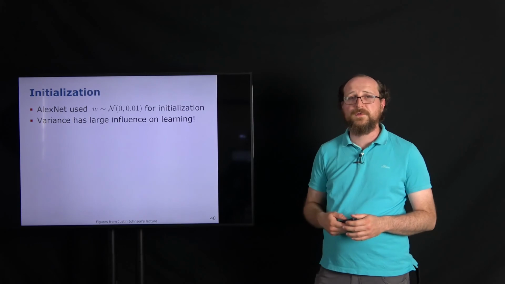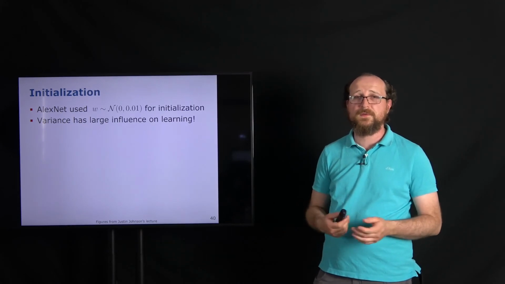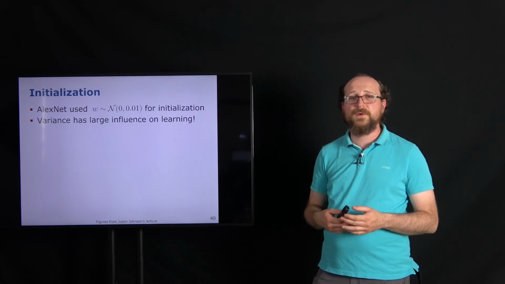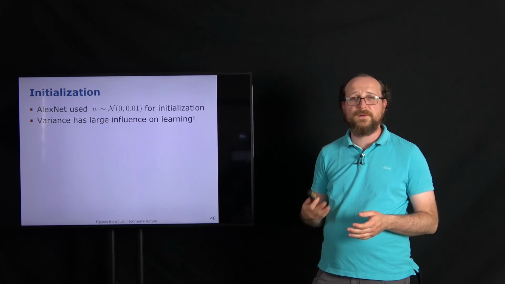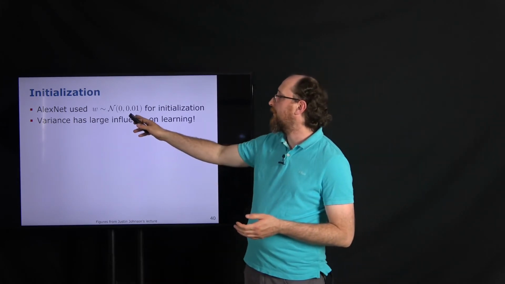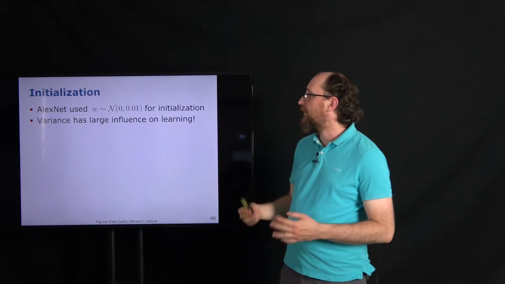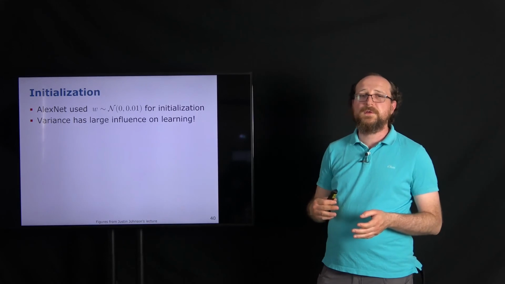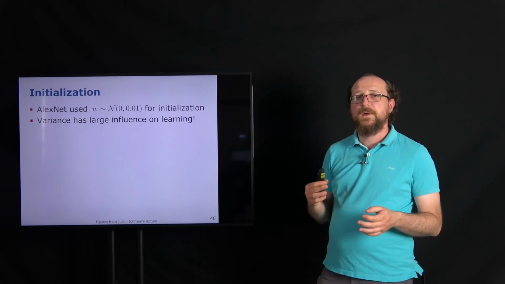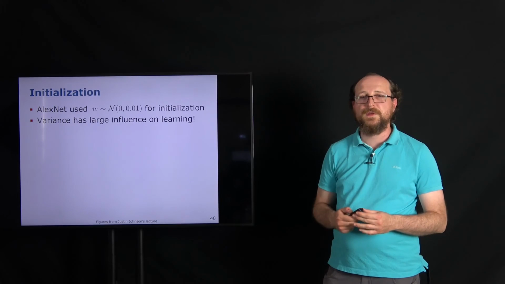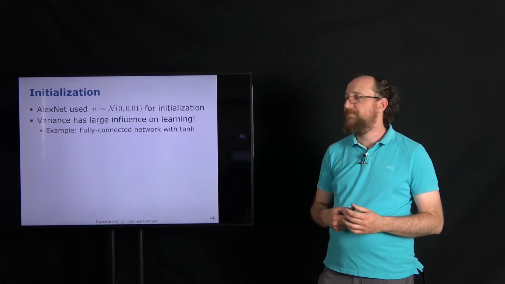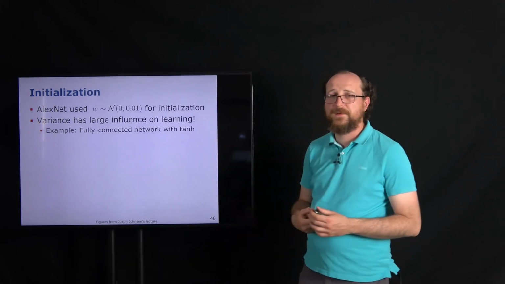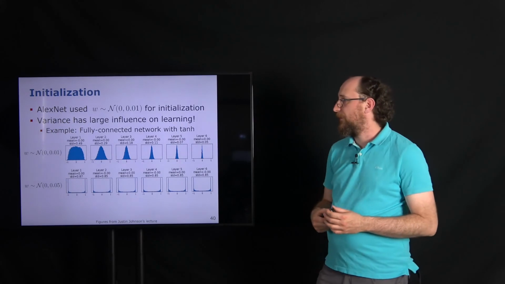Talking about initialization, for the AlexNet we saw that they just sampled the weight values from a zero-centered Gaussian with variance 0.01, and this gave good results. But the important part to note is that that's maybe not always the best case, because the variance has a large influence on the training. For this example, where we have a fully connected network with tanh activations, we can see maybe this happening.